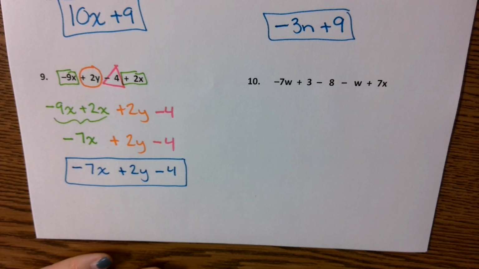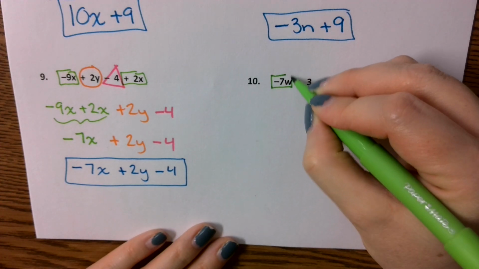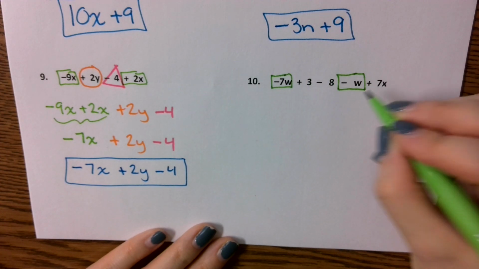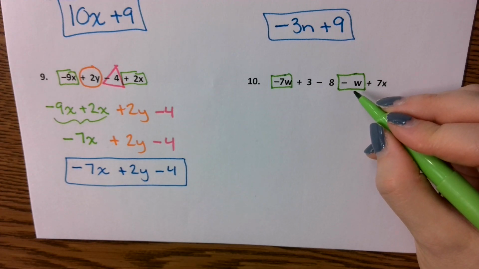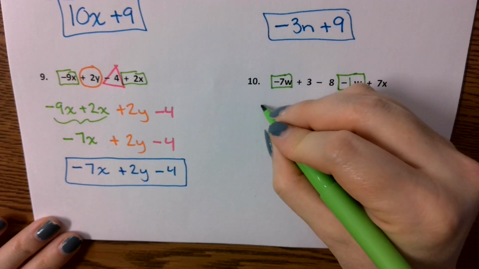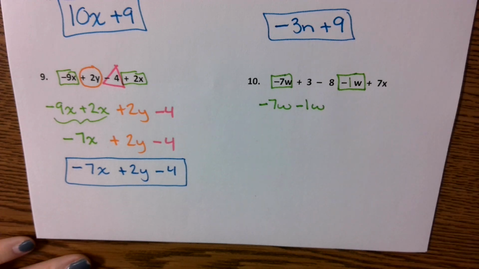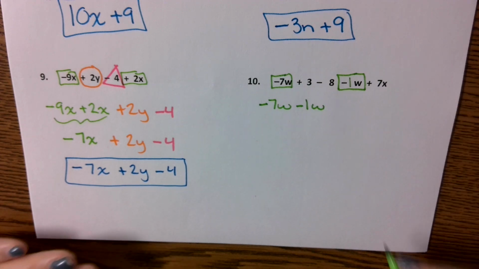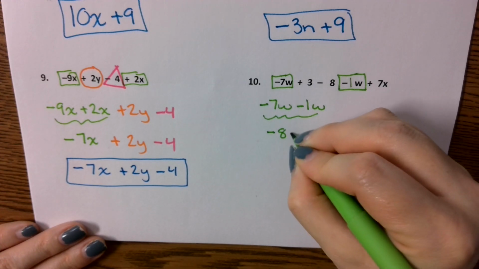Okay, let's do number 10. Brianna, what is one set of like terms up here? Very good. Negative 7w and negative w. The negative w doesn't have a number there, so what did we say we always put if there's not a number? A 1. Put the 1 here. So we have negative 7w minus 1w. Negative 7 minus 1 and attach a w at the end. That's going to give you negative 8w.